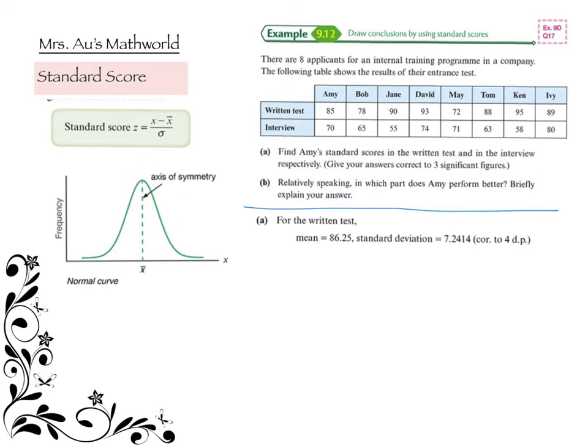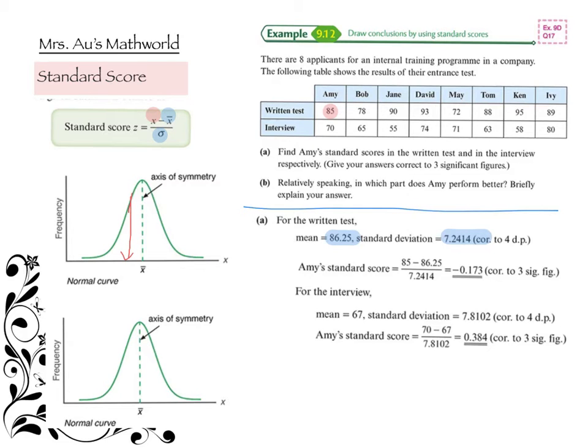Step 1. Write down the information, so you get the mean and also the standard deviation. After that, write down the value of Amy's mark for x to put into the standard score formula. So you can get the standard score of Amy. It is negative 0 point something, maybe somewhere here. Negative 0.1 something, which is lower than the mean.